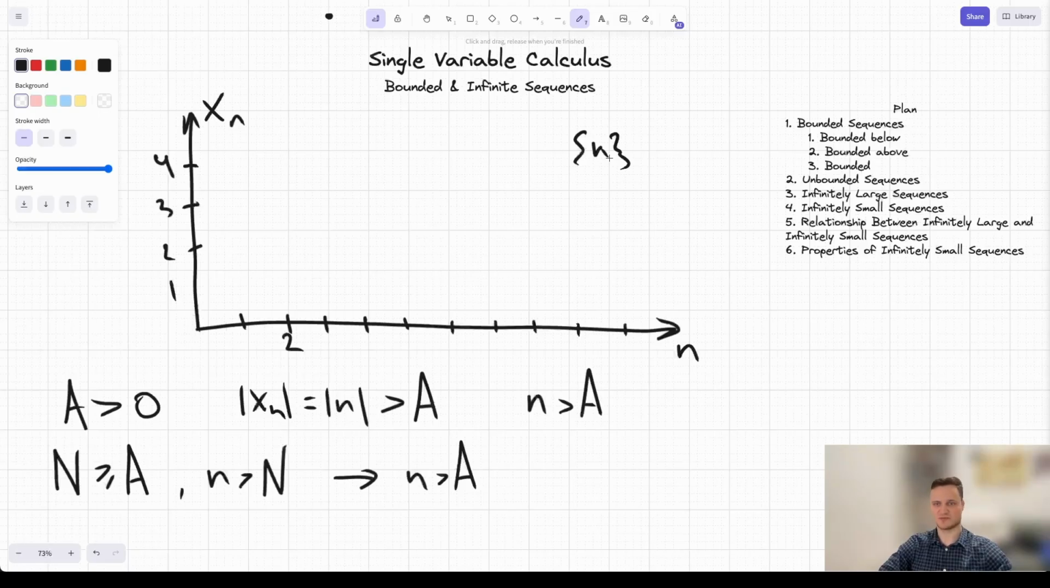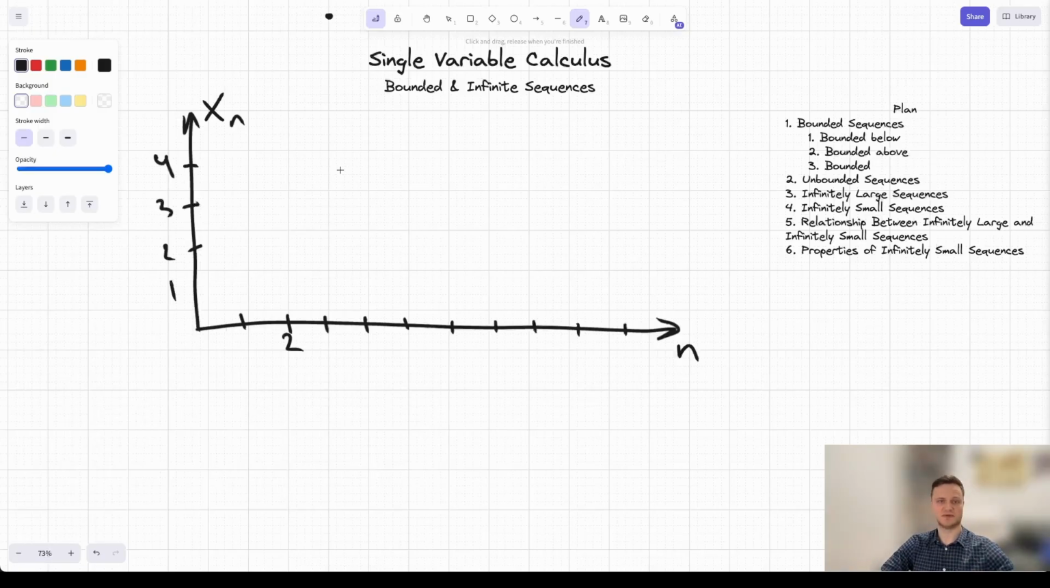In other words, for any a, there will be such an index after which the sequence's values are above a. Note, as you may find from the definition, a sequence with negative elements, like this one, is also infinitely large, because according to the definition, the requirement is for the absolute value to be larger than a.